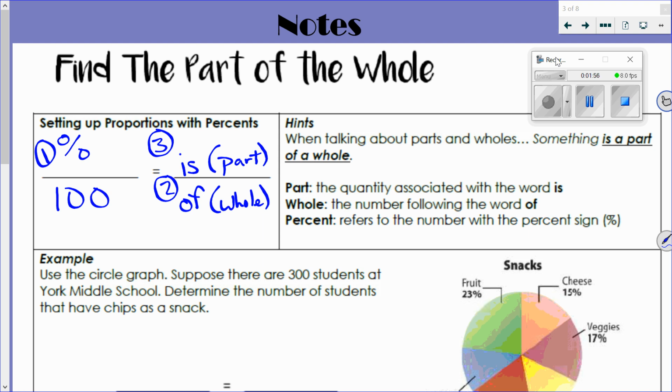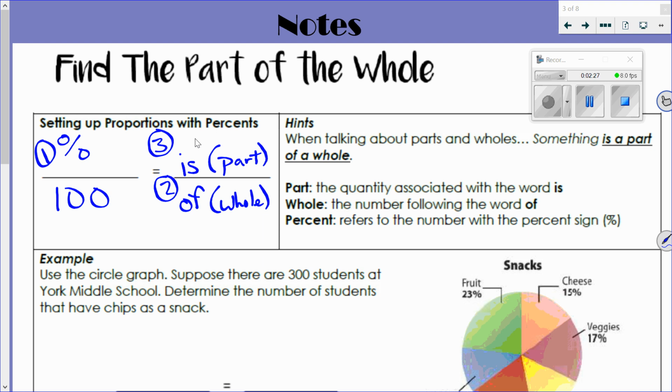The key for success today is putting these numbers in the right spots. If you put them in the right spots, most of the math isn't that difficult. So again, your part, the quantity associated with the word is. Whole is the number following the word of, so whatever is right after of is your whole. Percent is the number that is associated with your percent sign. The reason we do it in this order, the percent should be the easiest thing to find. It's got the percent sign.